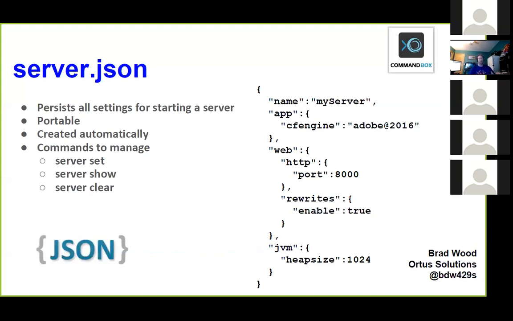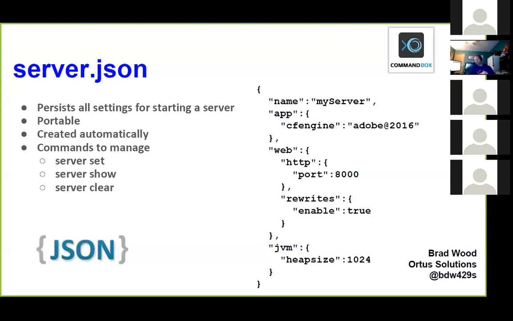You can distribute your code with this server.json file in the root to a new developer. First day on their job, all they have to do is download CommandBox and run box start in the folder, and boom, brand new PC is now running the code using all the settings that everybody else on the team is using.